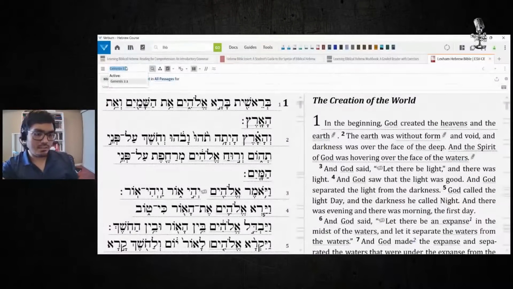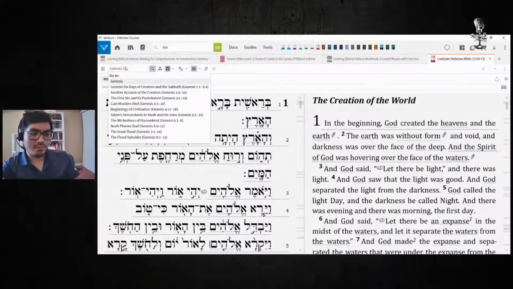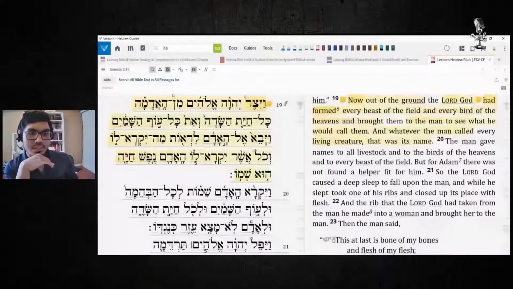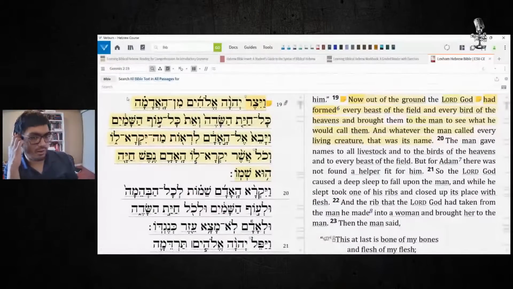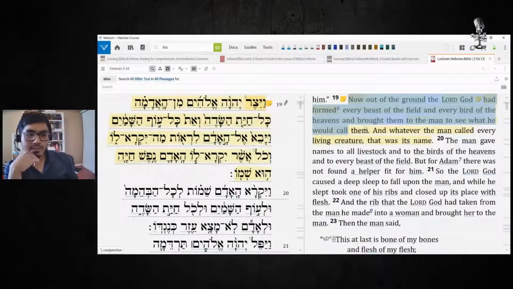Another example of this, not included in the book we're reading through, is Genesis 2:19. I actually recently wrote an article on this. Vayitzer Adonai Elohim min ha'adama kol chayat hasadeh ve'et kol of hashmayim. And now out of the ground the Lord had formed every beast of field and every bird of the heavens.